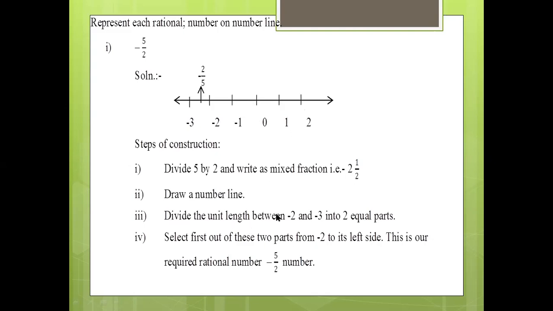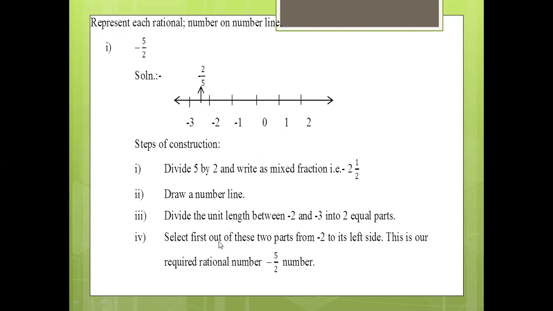Then divide the unit length. I told you what the unit length is. The distance between two integers is the unit length, 0 and 1. So this unit length you divide by how many numbers? You look at this fraction. This is 2, so divide it by 2. Two parts. This is the first part and this one is the second part.